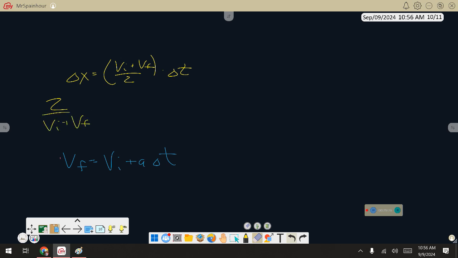And then it would cancel over there, and then I'd multiply by delta x, so I'll just put that there. And that would equal delta t. And now we're going to take that and substitute it right here. Make sense?